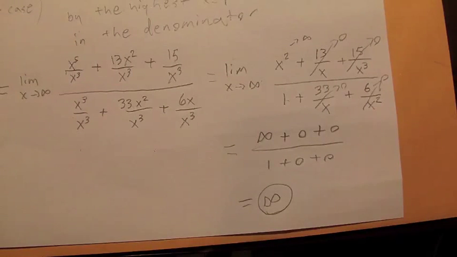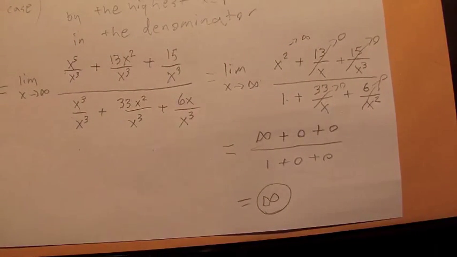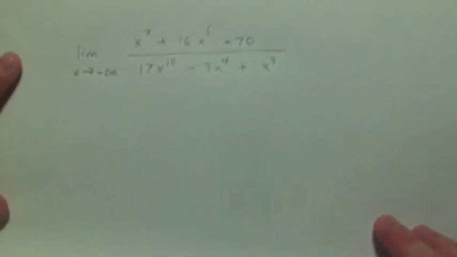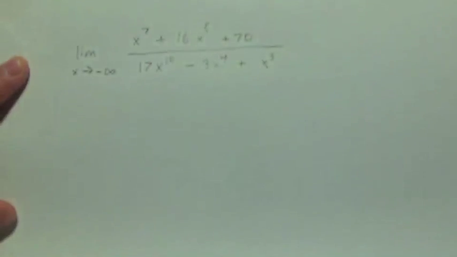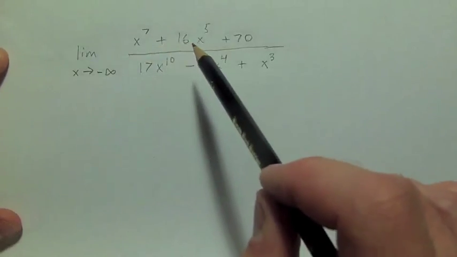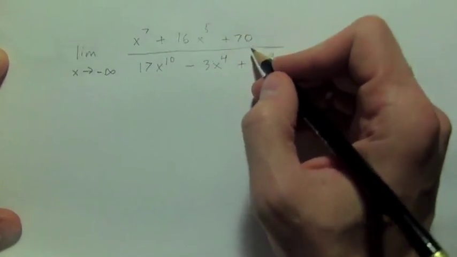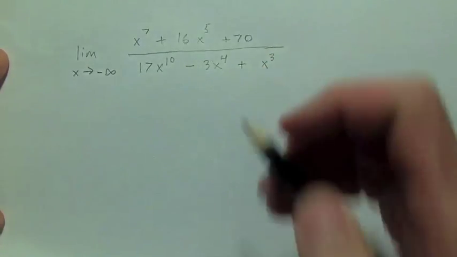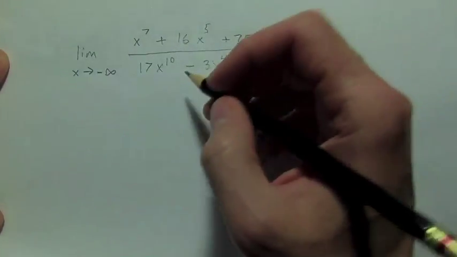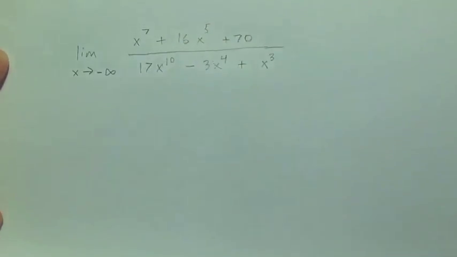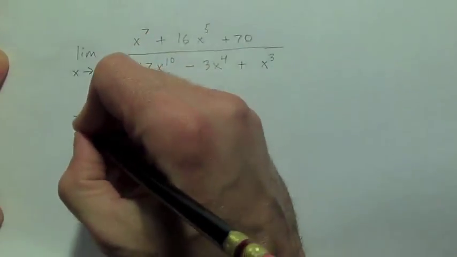Let's look at another example, where maybe it has the opposite behavior going on. Okay, so for this one, we have the limit as x goes to negative infinity, so this method will work for that case as well. x to the 7th plus 16x to the 5th plus 70 all over 17x to the 10th minus 3x to the 4th plus x cubed. So remember, we divide everything by the highest power of x. We don't have to take the constant along too, just the highest power of x.